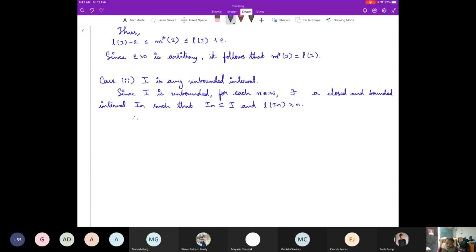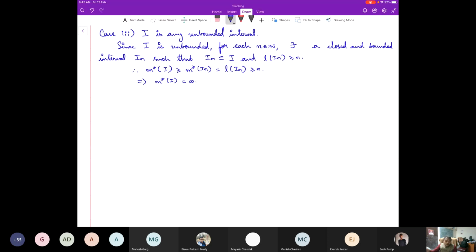And therefore, m star of I is bigger than or equal to m star of In. Now, In is a closed and bounded interval. Therefore, by case 1, this is going to be length of In. And length of In is at least n. And this is true for all n. That implies that m star of I is infinity. That's it, done. And that's exactly what we wanted. We have covered all the cases.